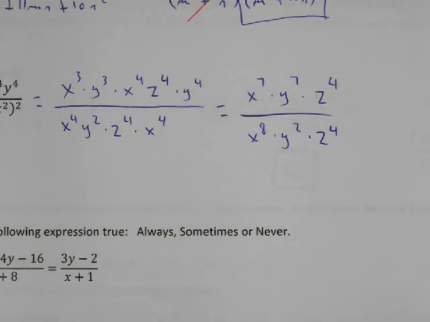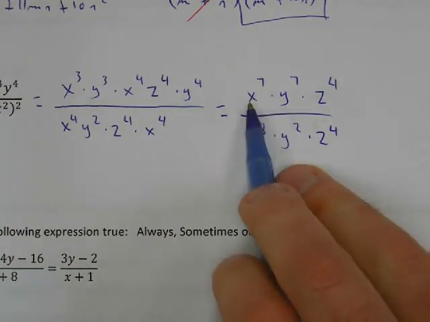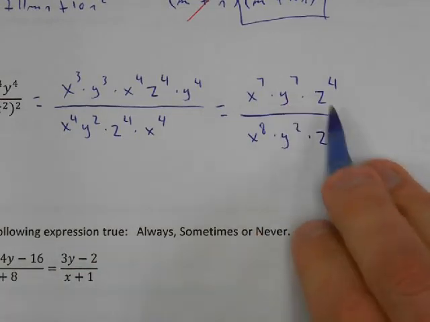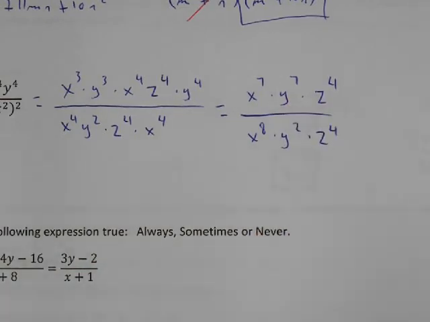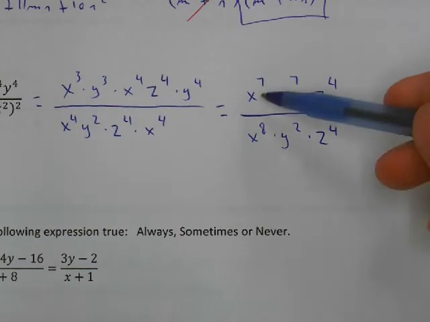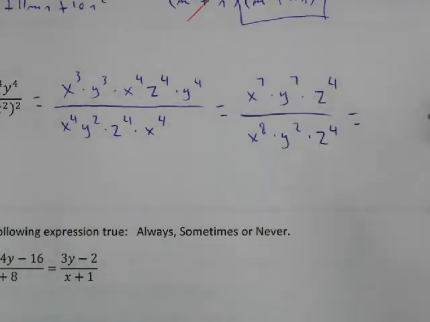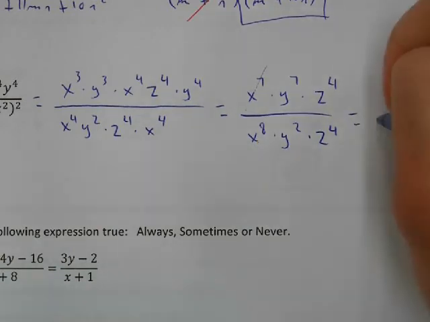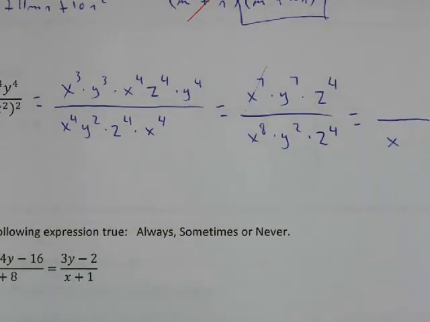Now another option, if this is confusing, I can write x times x times x times x, 7 times. And I can write y 7 times, and I can write z 4 times, and completely expand this. But we don't need to do this. We know our exponent rules. We can just add and subtract. Okay, so here if I have 7 x's on top and 8 x's on bottom, well, all of these are going to cancel with 7 of those, and I'm going to have 1 left on bottom. So I'm going to have at least an x on bottom.